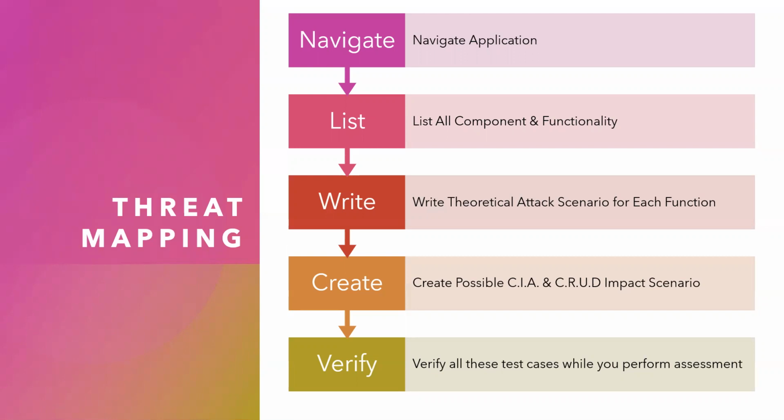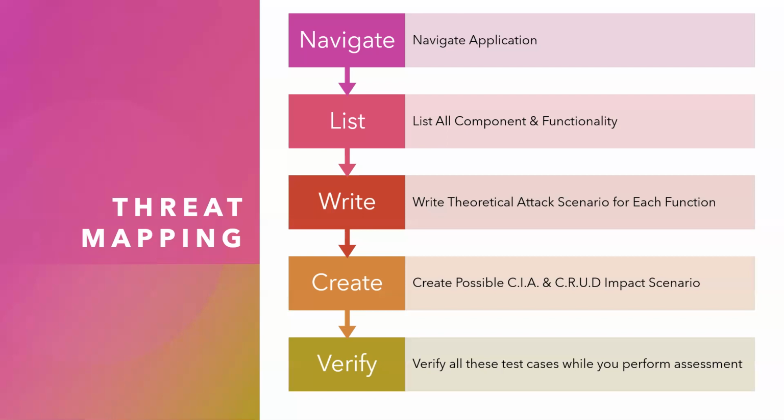Create possible impact scenarios based upon the impact on confidentiality, integrity, and availability. And can an attacker perform a create, read, update, or delete operation on a particular function? For example, there is a cart functionality. Is it possible for an attacker to add something to another user's cart? This is called create. Is it possible for an attacker to read something from another user's cart? This is read functionality abuse. Can you update somebody else's cart? You are abusing update. Can you delete something from the other person's cart? It is abusing the D.